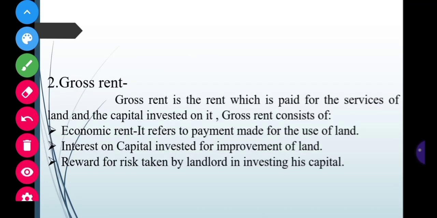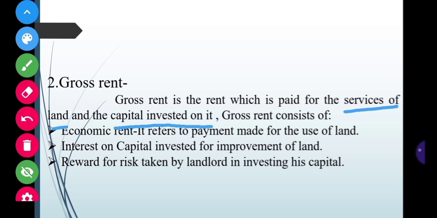Second one, the gross rent. Gross rent is the rent which is paid for the services of land and the capital invested on it. Capital invested on it, in the sense that, to improve the capacity of the land or to increase the production level, we have to invest some income on the improvement of that land. Here, gross rent includes mainly 3 items.